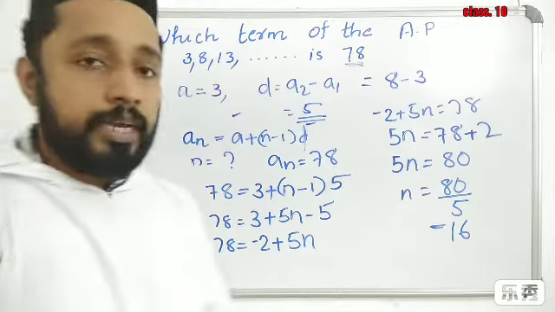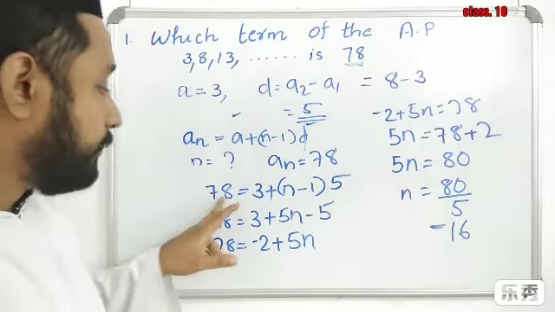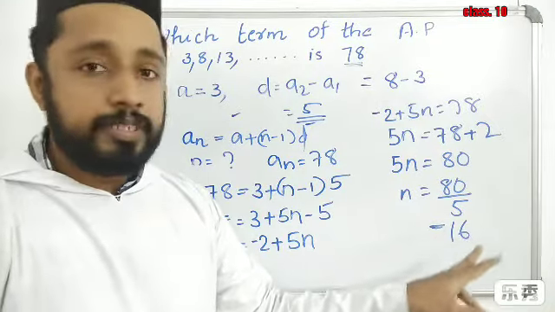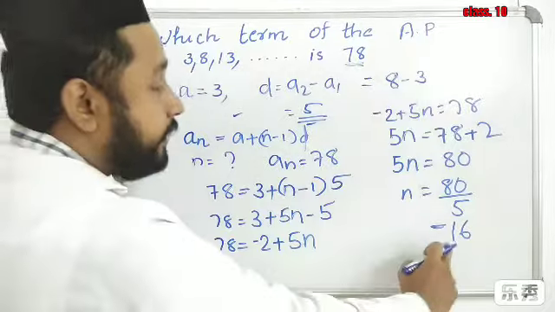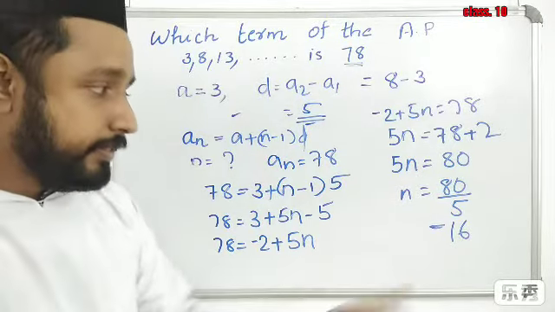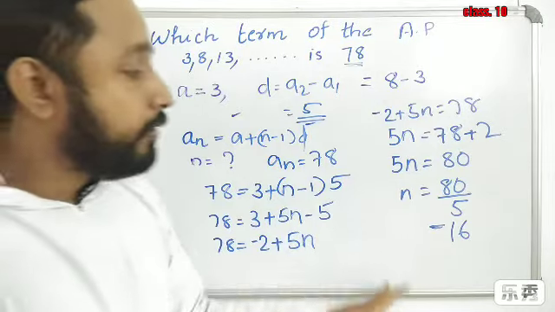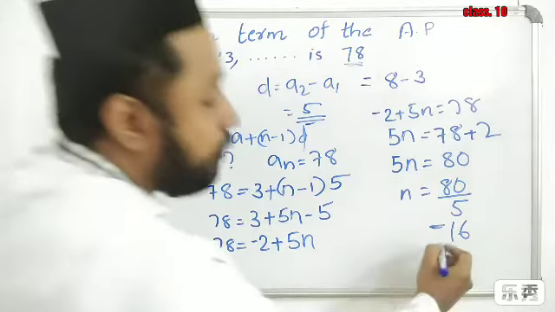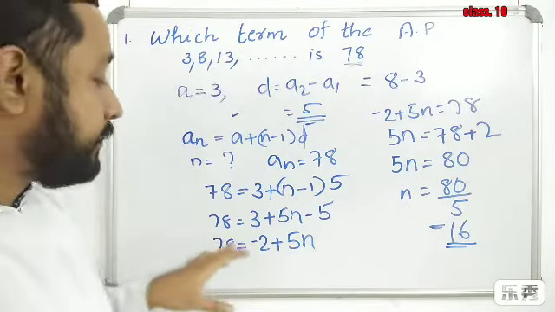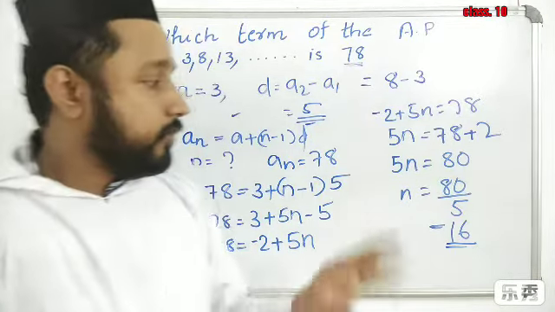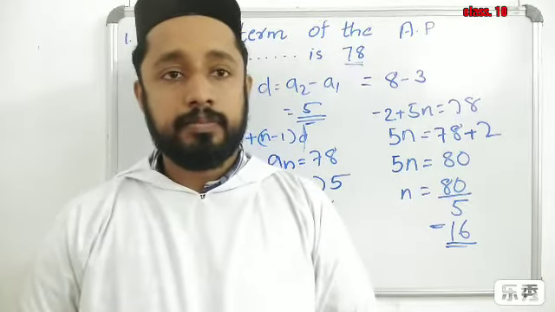So we got n is equal to 60. When we take n is equal to 78, we get n is equal to 60. So we can conclude that the 16th term of this AP is 78.